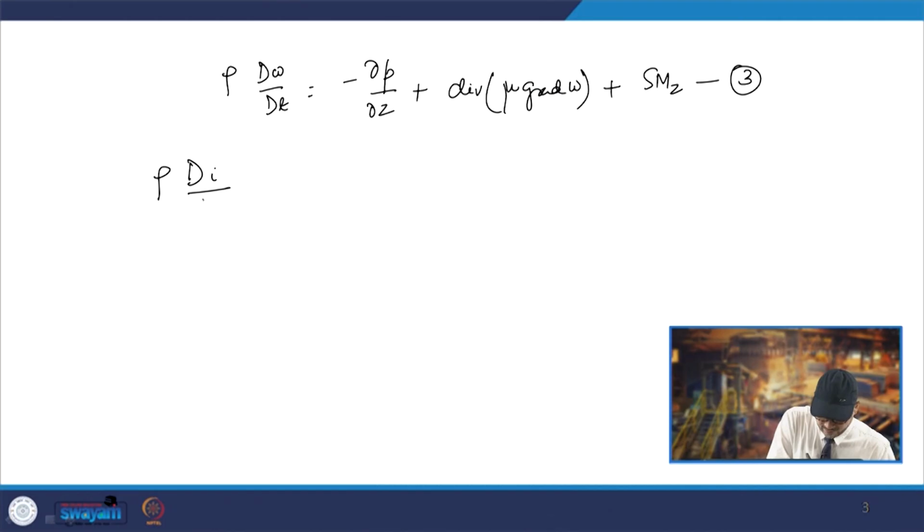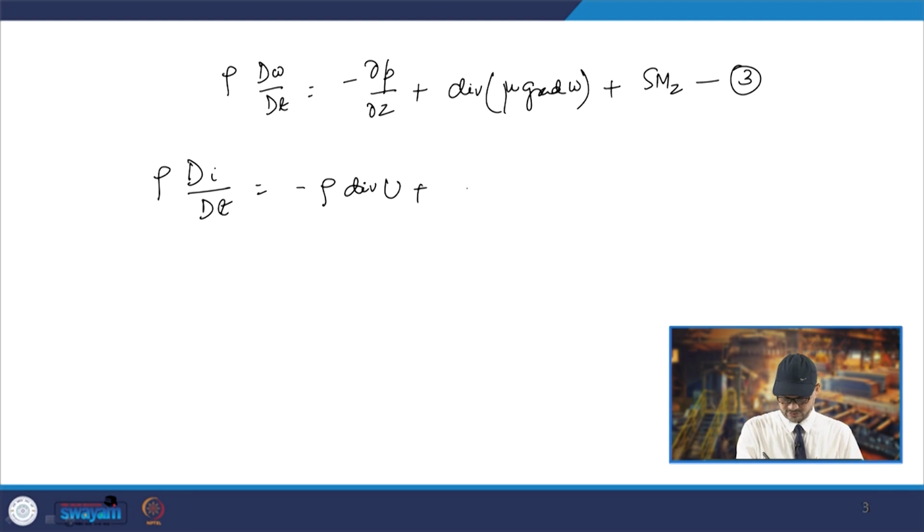So, for the internal energy, rho of di by dt will come as minus p div u, plus div of k grad T, and then you have phi plus Si.